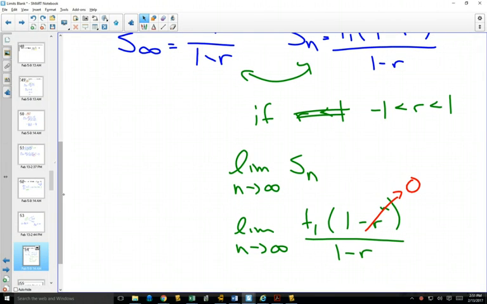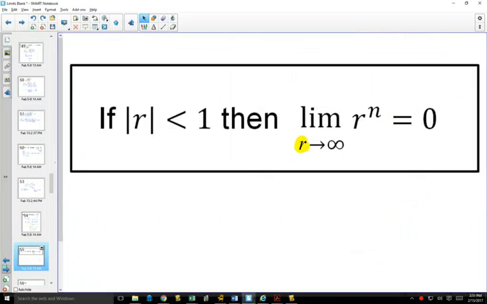Because this part of the formula, as n gets really, really big, just goes to 0. And then that simplifies your formula to just be term 1 over 1 minus r. So we can say this by saying if r is between -1 and 1, and sometimes it's written this way, where the absolute value of r is less than 1. That is the same as saying that r is between -1 and 1.